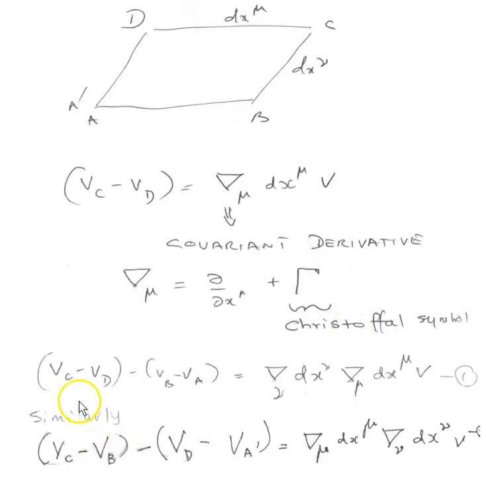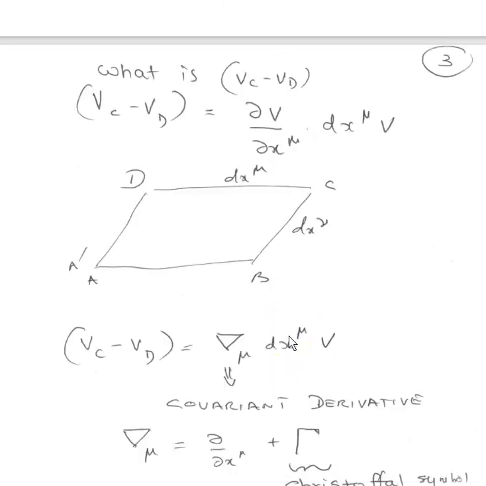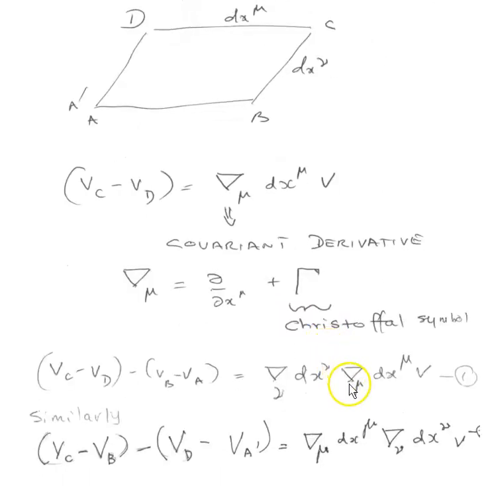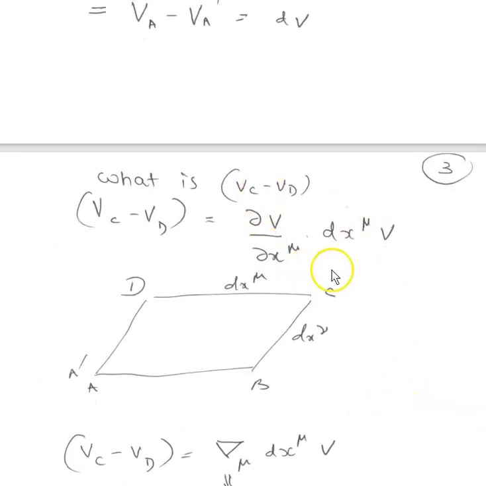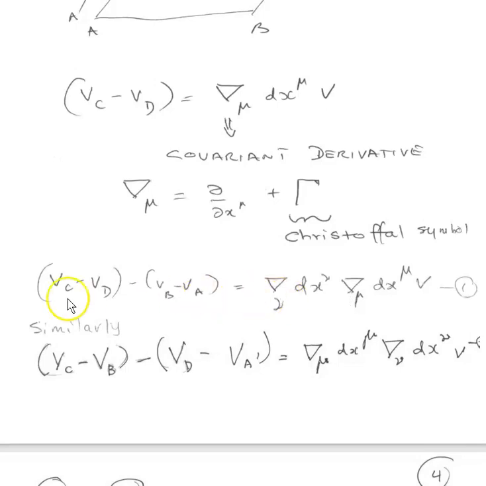So VC minus VD is delta, double mu. I'm going to replace it with the covariant derivatives. So it will be the covariant derivative delta mu, dx mu times v. So basically I just replace the partial derivative with the covariant derivative, and then for the VB minus VA, we could do the derivative on top of this derivative.